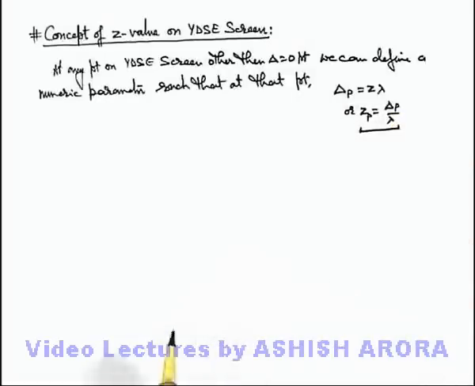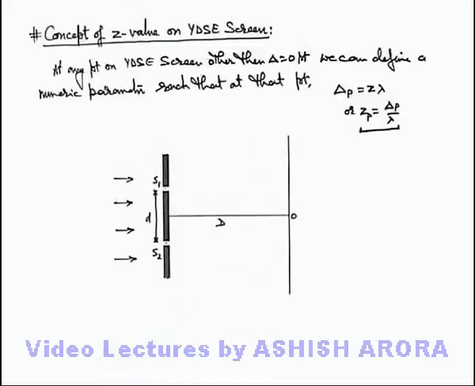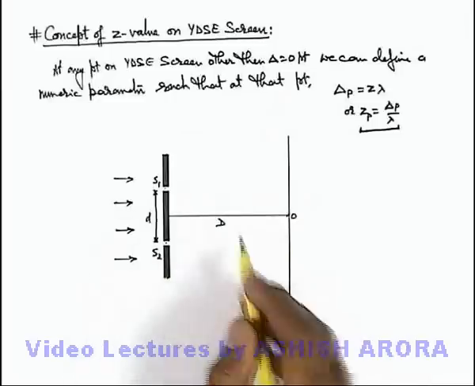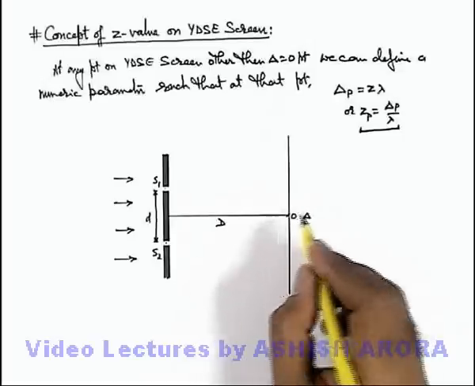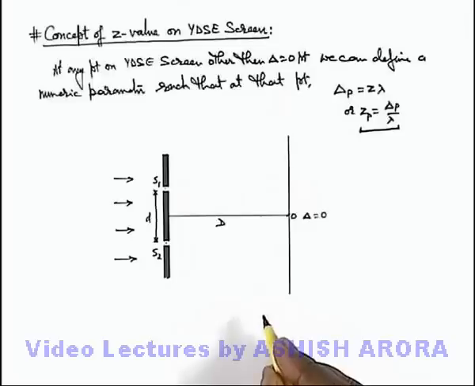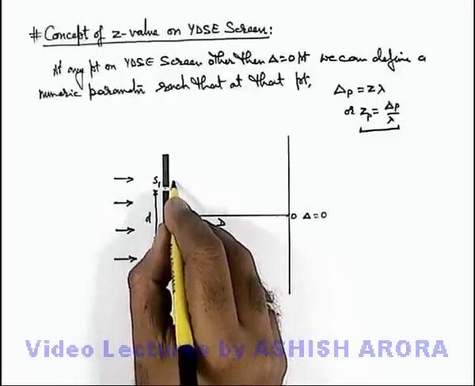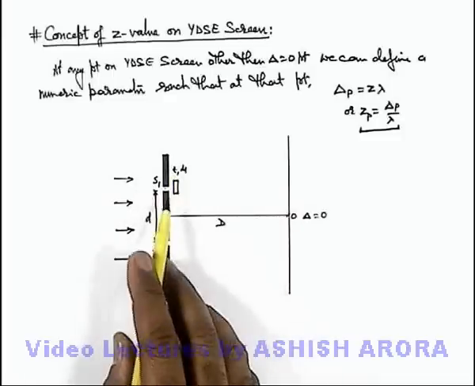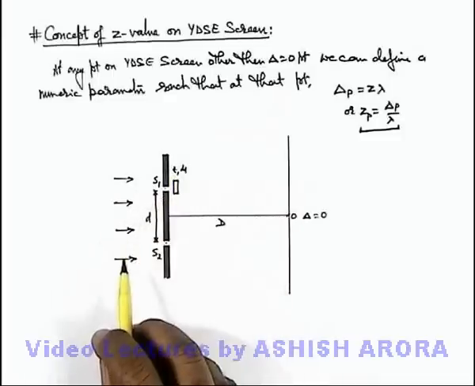Let's have a look at this picture. This picture shows a specific YDSE setup in which S1 and S2 are the two slits and this is the screen, and point O is the center of the screen, where right now the path difference in the light waves approaching point O is equal to 0. Now let us analyze a thin film of thickness T and refractive index mu introduced in the path of one of the slits.